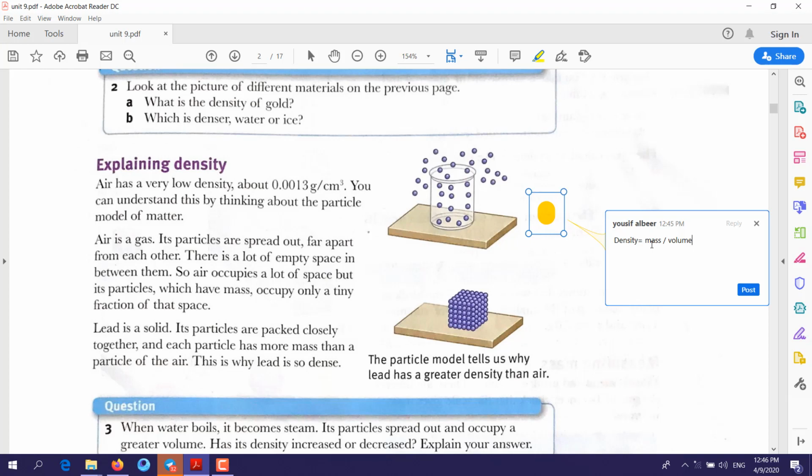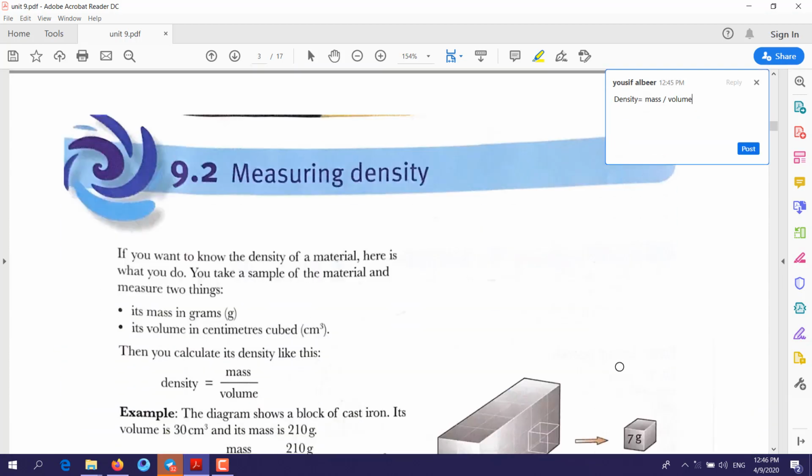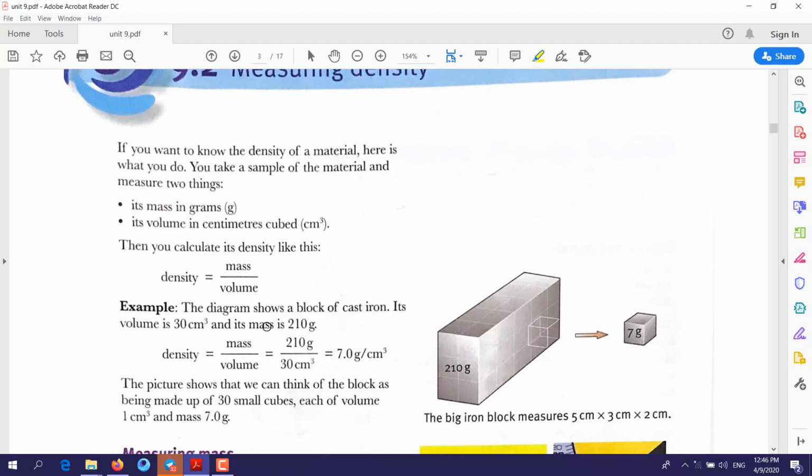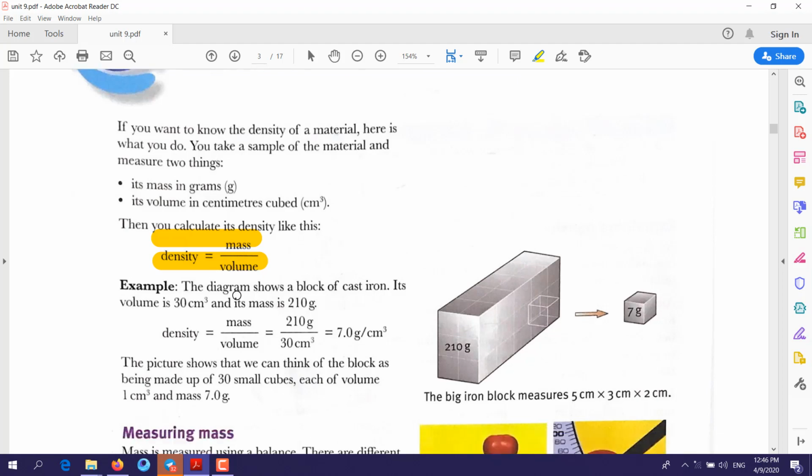Okay, so when mass increases, density will increase. But volume and density are opposite each other. If the volume increases, the density will decrease. Measuring density: you need to memorize this formula. Any question about density, you can solve it by using this formula. Density equals mass over volume.